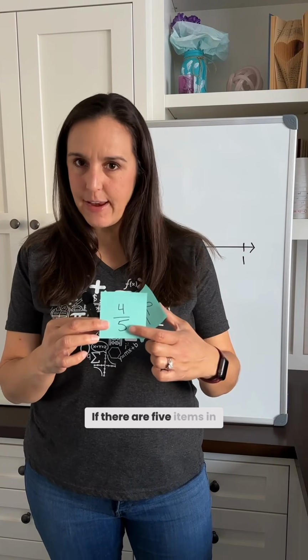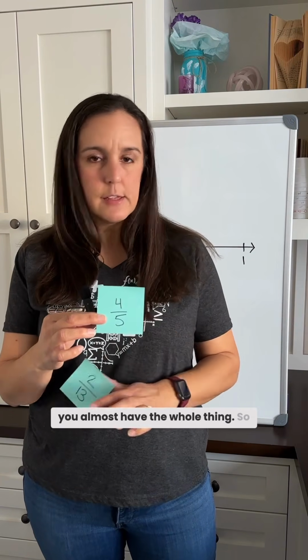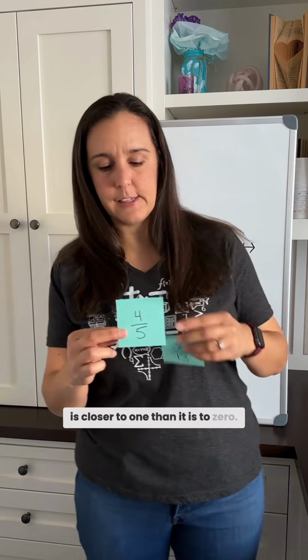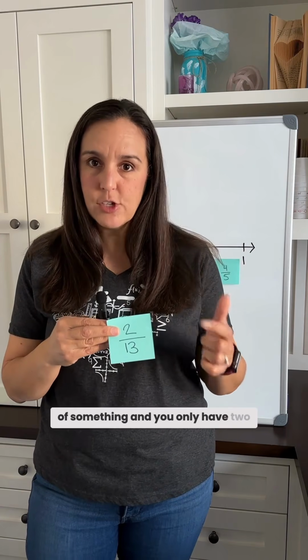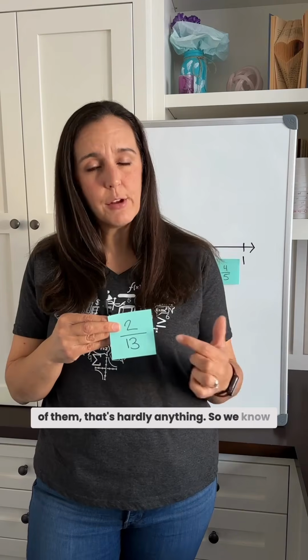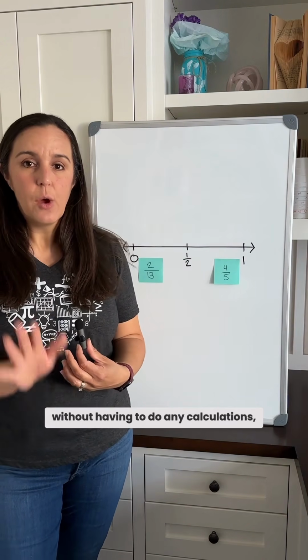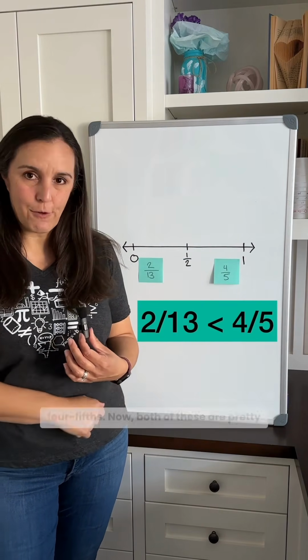If there are 5 items in a group and you have 4 of those, well, you almost have the whole thing. So right off the bat, we know that this number is closer to 1 than it is to 0. On the other hand, if there's 13 of something and you only have 2 of them, that's hardly anything. So we know this is closer to 0. And so now, without having to do any calculations, we can just reason through that 2/13 is less than 4/5.